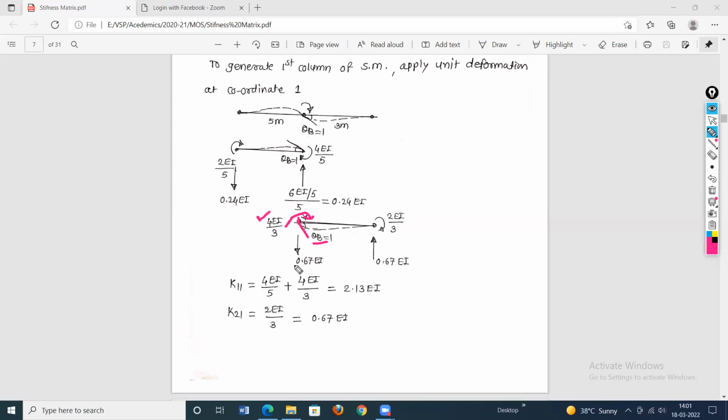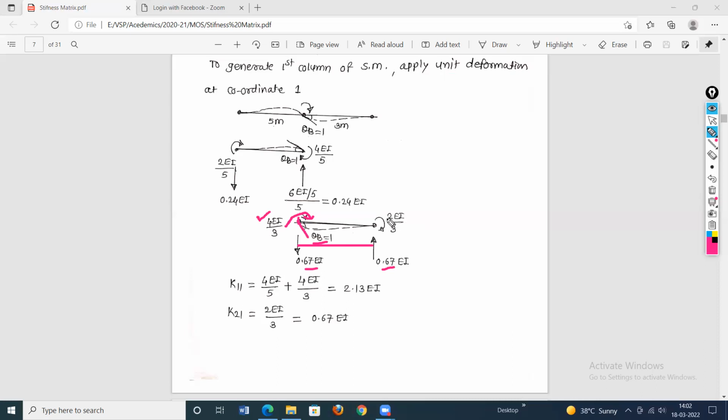Okay, then this will produce a resistive couple. Again, what is the magnitude of this resistive couple? It is M divided by L. So it is 4 plus 2, which is 6 EI divided by 3 divided by 3. So its answer is coming 0.67 EI for this force and 0.67 EI for this force.